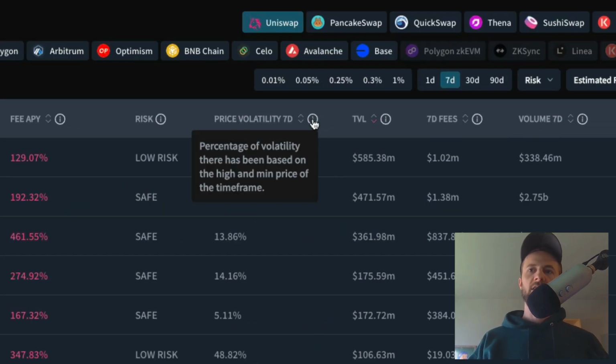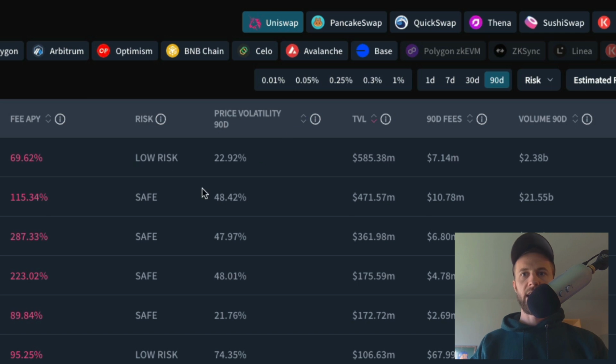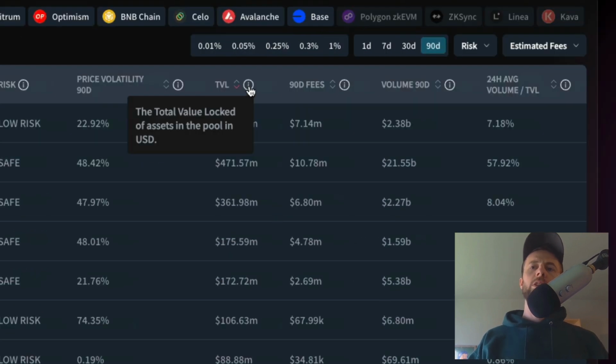Price volatility is just how volatile the pool has been over that time frame. So again, you can change this to look at the last 90 days, things like that. TVL, you're probably familiar with. This is just total value locked in the pool. So this is how much liquidity providers together have put in this pool.